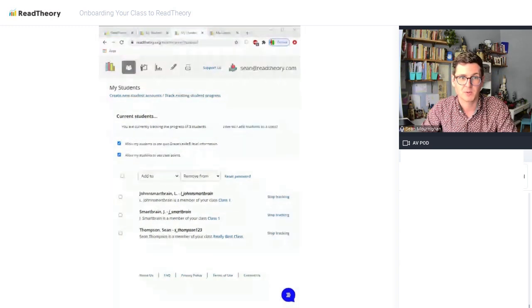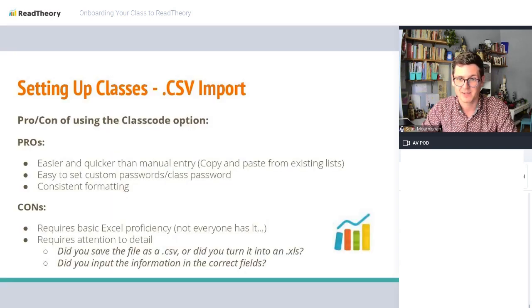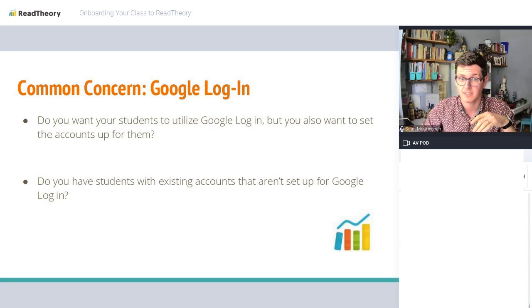So going back to the presentation here, those are our 3 main methods of inputting information. Now, there are always going to be 2 general concerns that I see a lot, so I wanted to address those before we break out into our Q&A session here. Common concern about Google login. I want my students to use Google login, but I already set up accounts for them. Or my students set up their own accounts, but they aren't set up for Google login. How do I fix this?